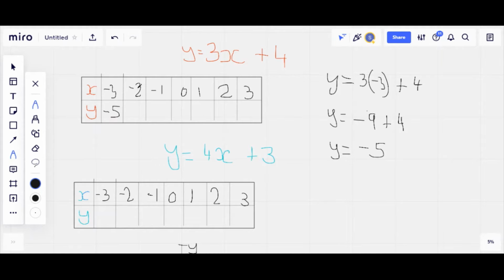So now let's do the same thing with -2. Let's go here, y equals 3 multiplied by -2 plus 4. Now we simplify this. 3 times 2 is 6, but it's a -2, so that's going to be -6. So y is equal to -6 plus 4, which means our y value is equal to -6 plus 4, which is -2. -2 in here.